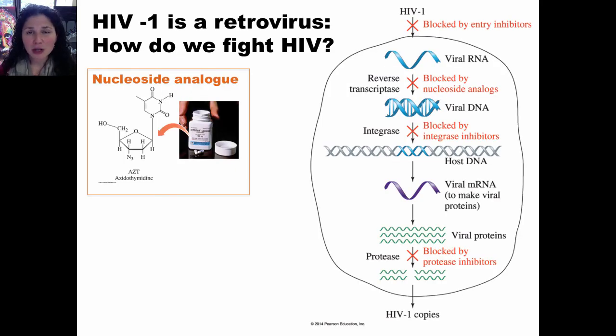Let's talk about one of the strategies that doctors use to fight HIV. HIV is a retrovirus. Here are figures from your textbook that show the HIV replication cycle. These little X's over each step show where drugs have been developed to inhibit each of these processes. Each one of these processes is blocked by a different drug. Let's talk about the reverse transcriptase that is blocked by nucleoside analogs.